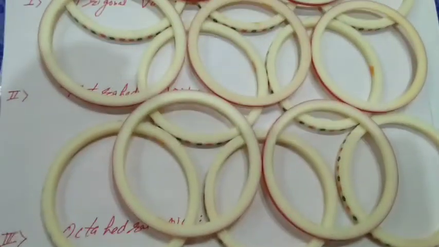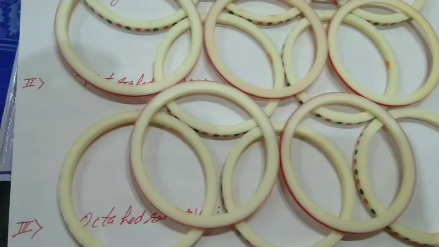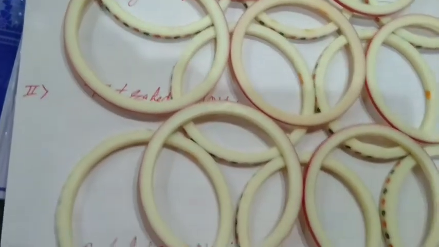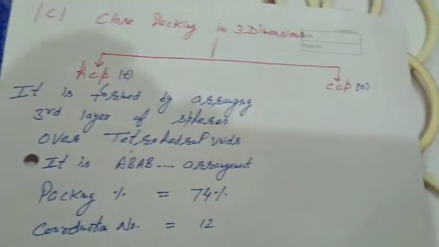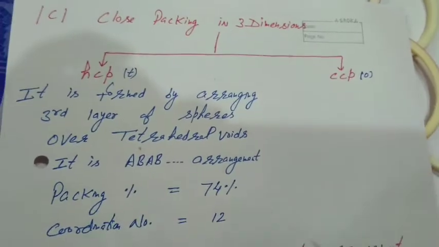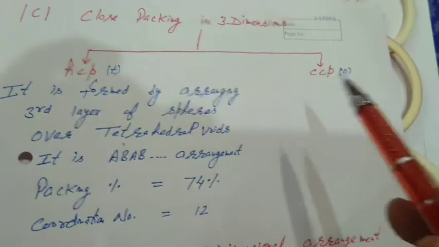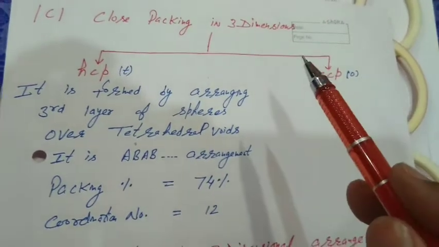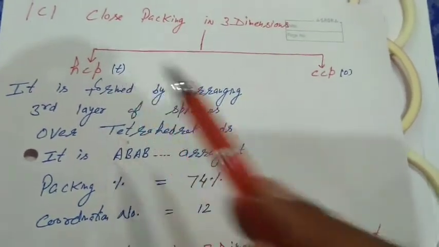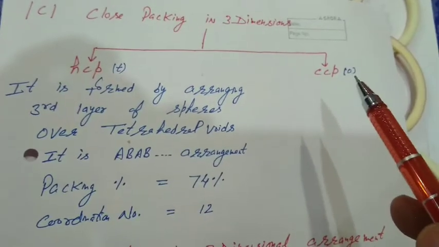If the concept of tetrahedral and octahedral void is clear, then you can easily do packing in 3 dimensions. Packing of spheres in 3 dimensions proceeds in 2 different ways. One is HCP in 3 dimensions and the second is CCP in 3 dimensions. Students, for HCP, the code word is T and for CCP, the code word is O.